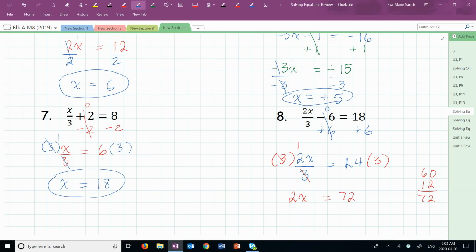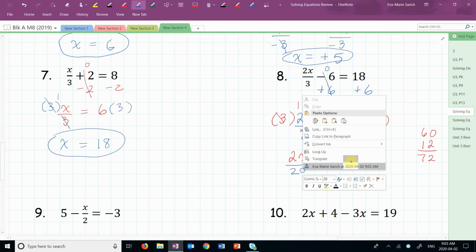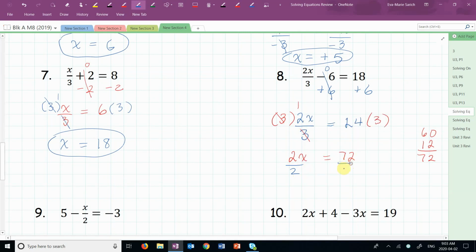Now, remember, we need to get rid of the multiply by 2, so we're going to divide by 2. 2 divides by 2 to give you 1. And x is equal to 72 divided by 2. Again, if you want to break this up, you can go 70 divided by 2 gives you 35. And 2 divided by 2 gives you 1. So 35 and 1 gives us 36. So x equals 36. Solved.